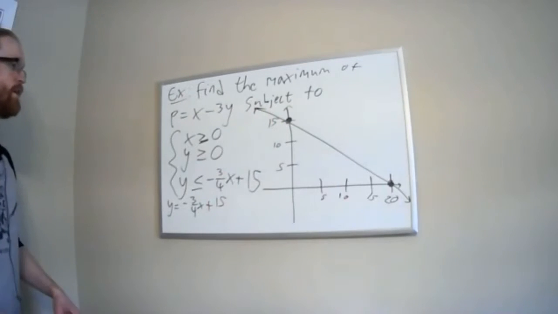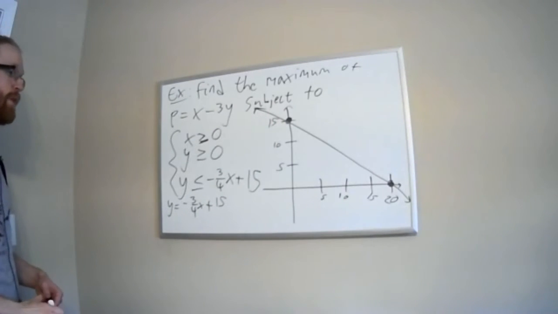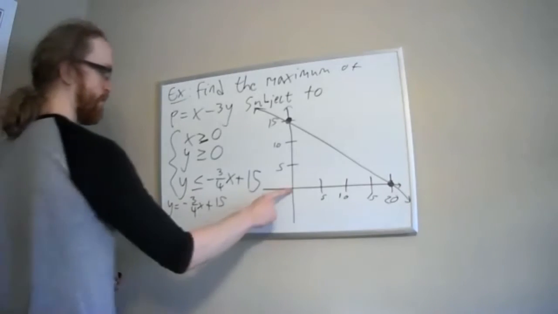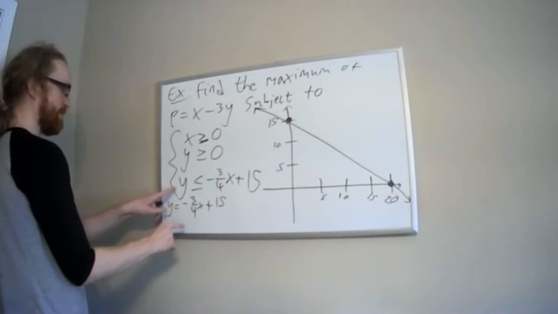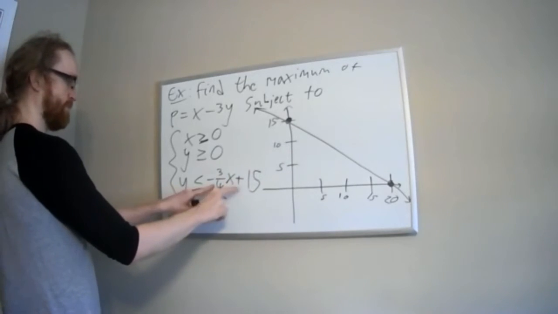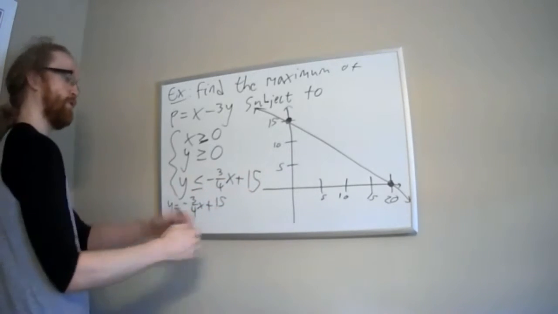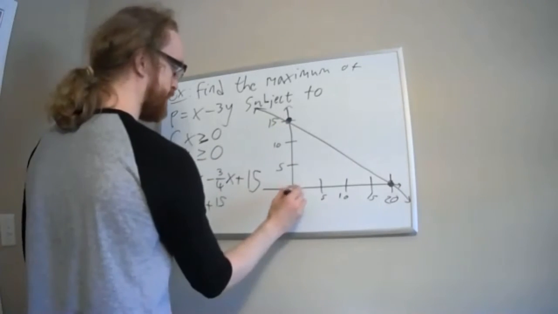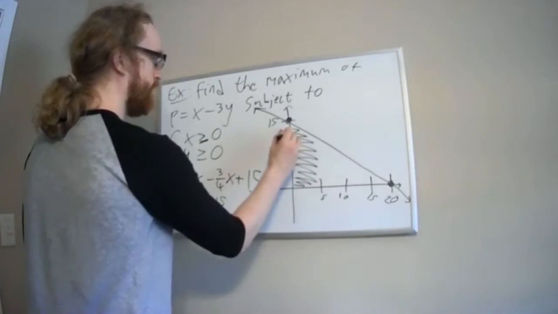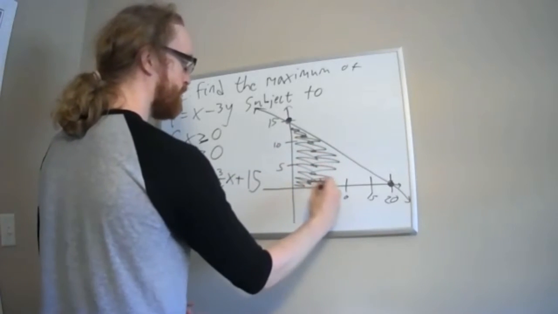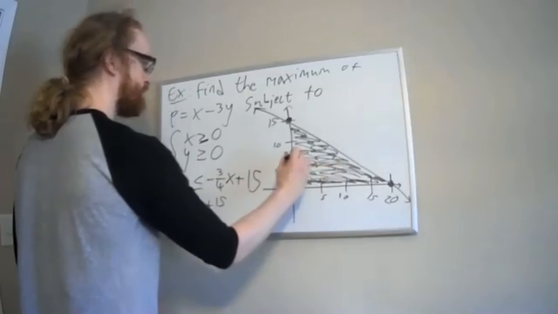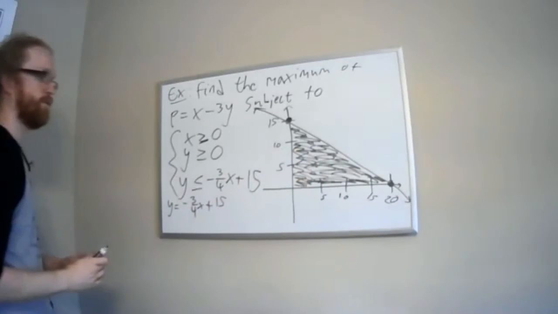Okay, cool. So there's my line. And where do I shade? Well, we could test a point, test 0, 0. That's not on the line. That would give me 0 is less than or equal to 15. That's true. So I shade underneath the line. So my shading is all in here, in this triangle that line makes with the x and y axes. So this is my feasible set.